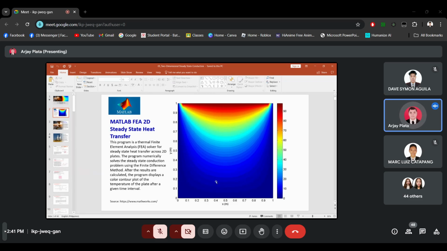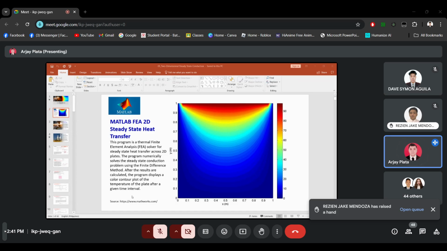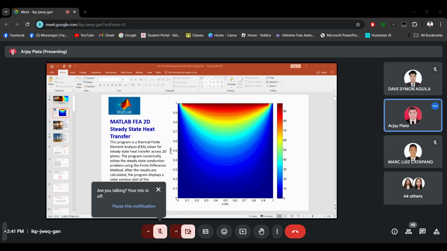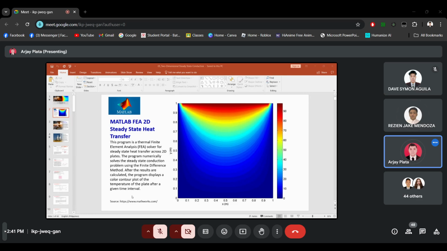So first is the MATLAB FEA 2D steady state heat transfer. So who among you have already utilized this software, MATLAB? Okay, so we have Raise and Jake. So you have already used this. So in what purpose? Sir, computer application. Matrix solving. Okay, so last semester.